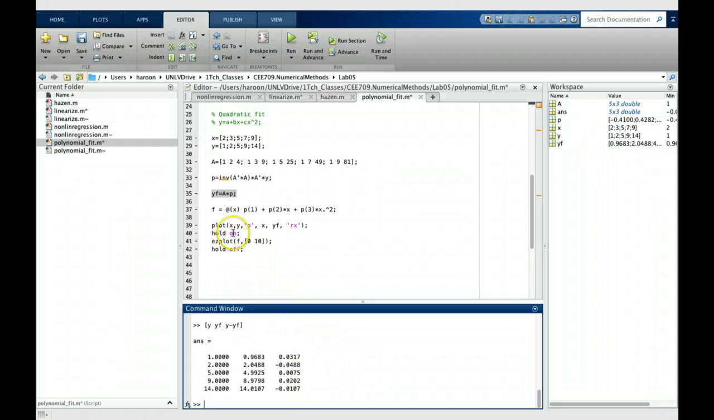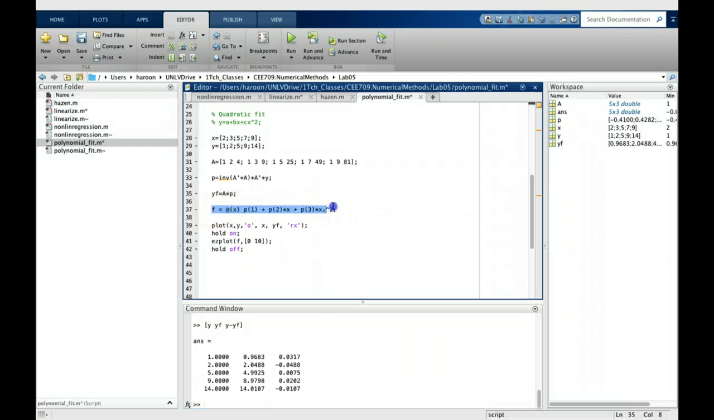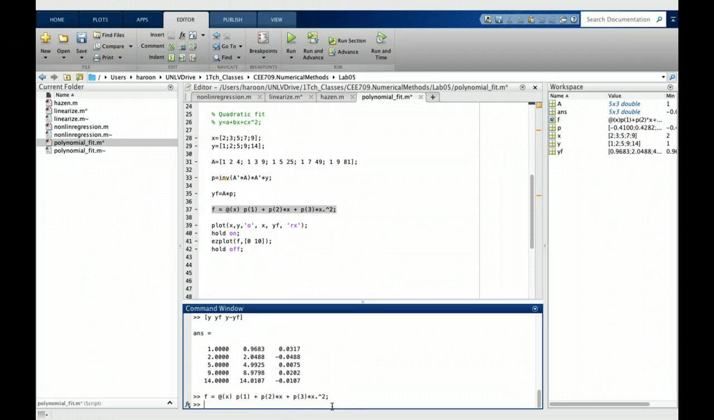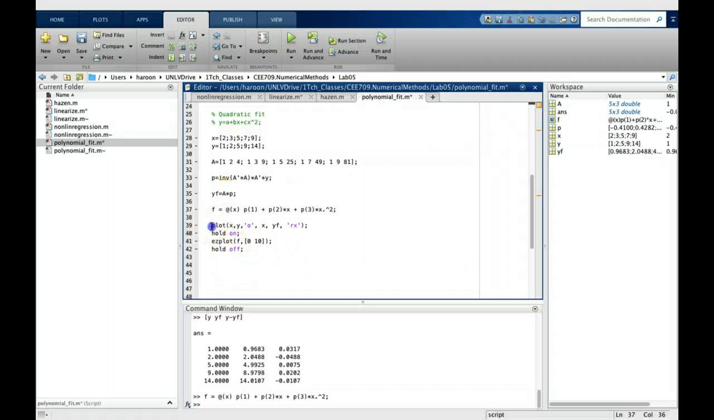So these are the errors, and the squared of these errors summed together is what has been minimized through this process. So in order to see this quadratic function, we can define a function of x by using the P1, P2, P3, which correspond to A, B, and C in the equation A plus BX plus CX squared. So that's our function f, and now we can plot all of these things on a single plot.